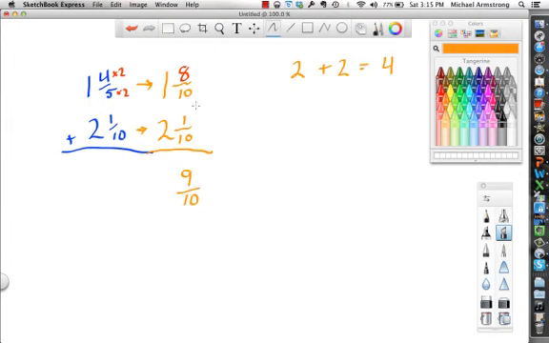Remember the size, the bottom number, the denominator, is just the size of the piece. That doesn't change, but we're adding the 8 pieces plus the 1 piece to get 9 pieces. And we have 1 whole plus 2 wholes equals 3. So 3 9/10 makes sense. Our estimate was close. It's 4. 3 9/10 is almost 4. And so this is a good answer.